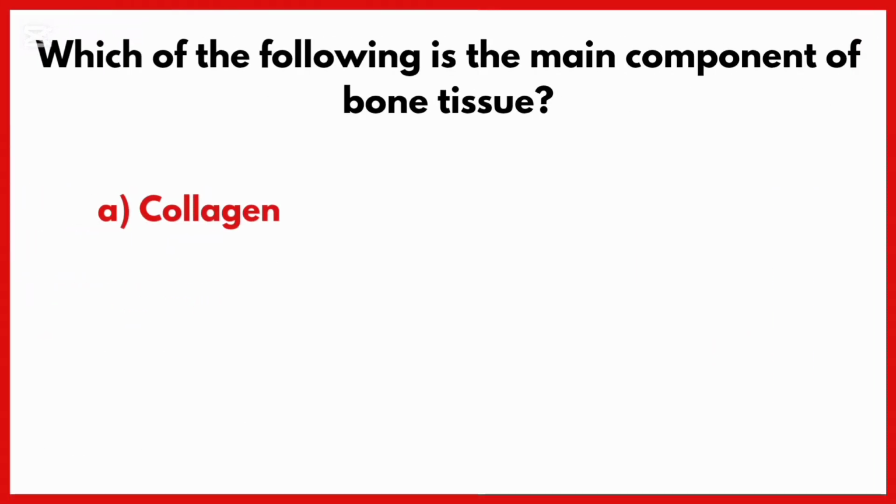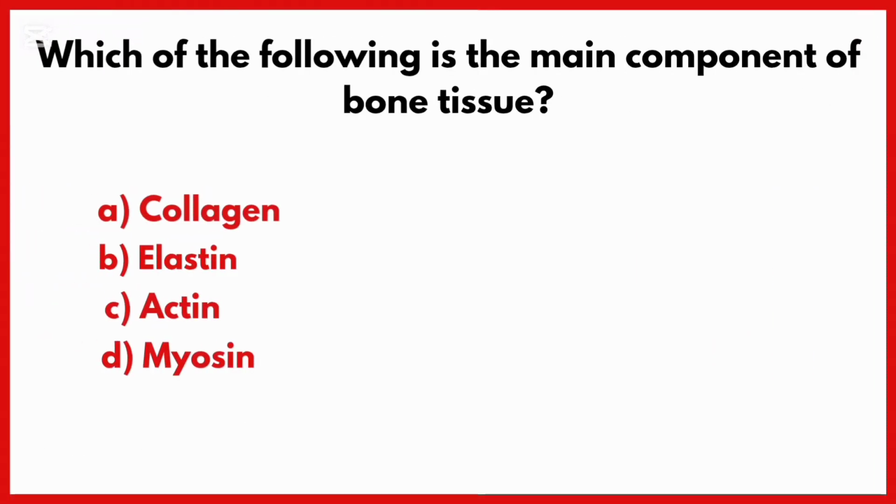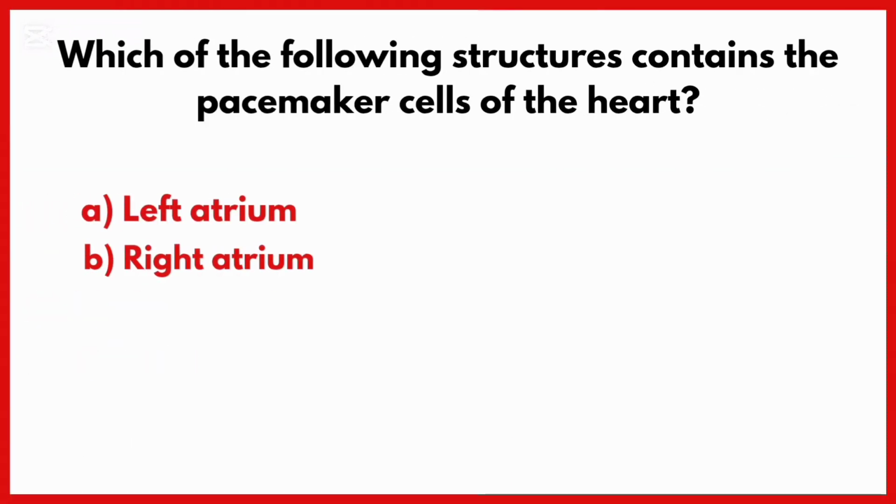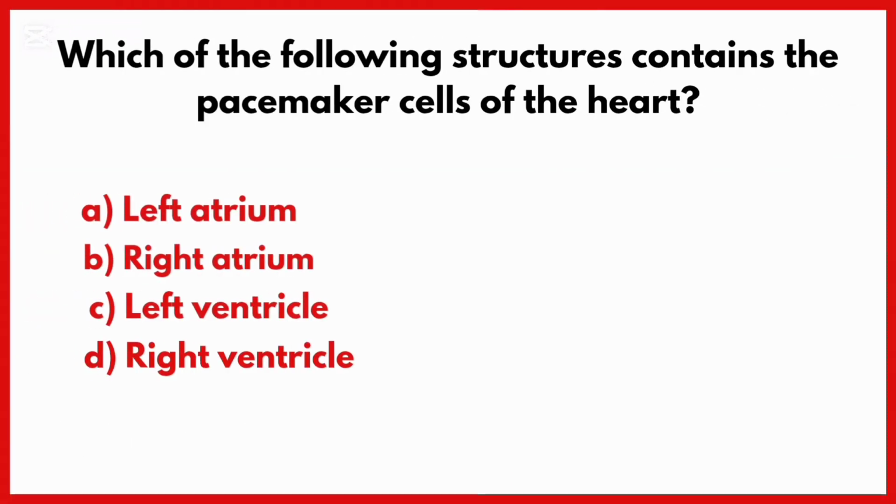Which of the following is the main component of bone tissue? Correct answer is option A, collagen. Which of the following structures contains the pacemaker cells of the heart? Correct answer is option B, right atrium.